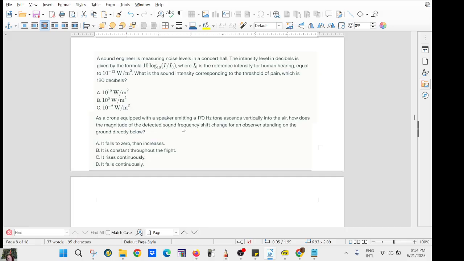So it's something you launch in the air that makes noise. First it's moving away from you, but it slows down, stops, and then it's coming back. So the answer is A. That's it.